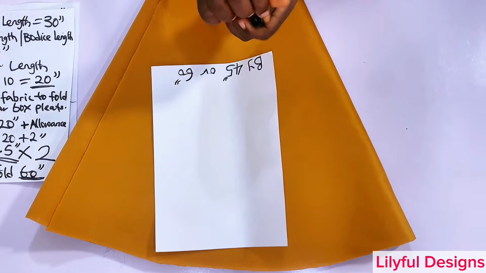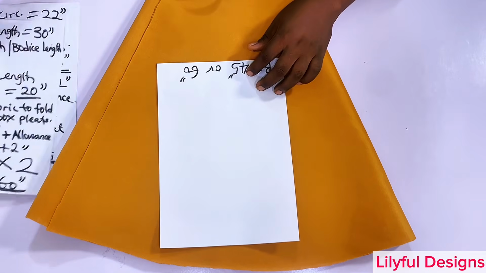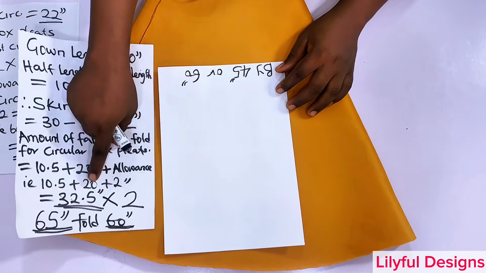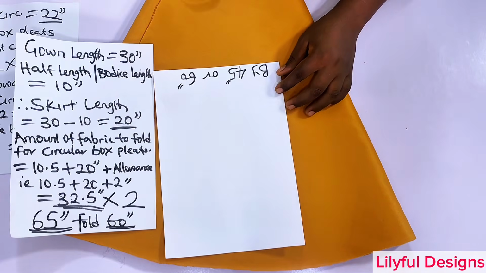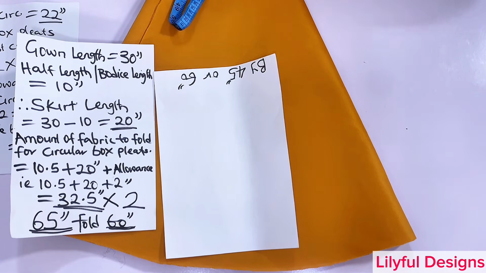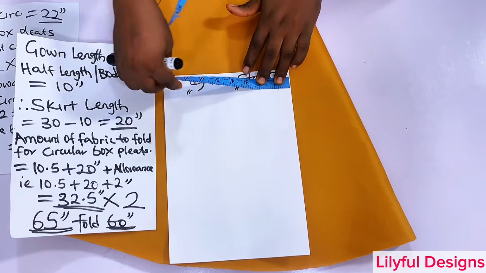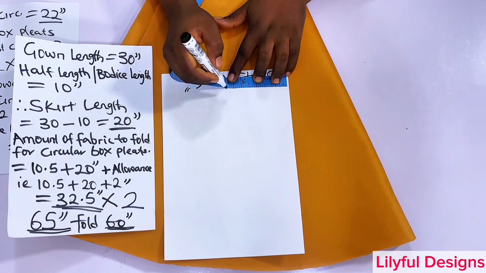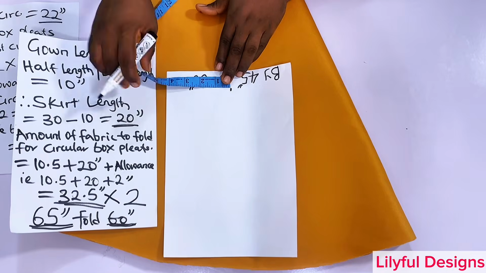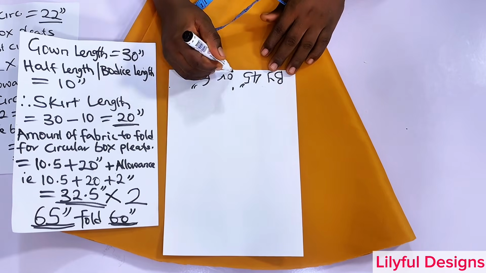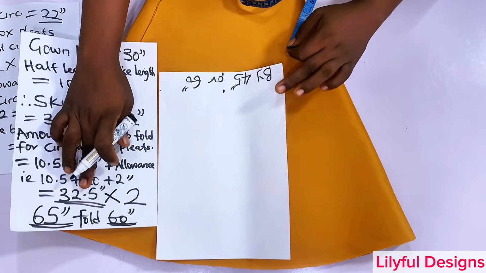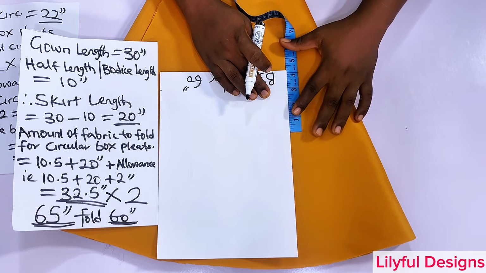Assuming the lengthwise is, if you are using Ankara, lengthwise is 45. If you are using by 60 fabric, it is by 60. Then widthwise is your yardage, right? So I will just measure my 32.5 into 2, widthwise and lengthwise. At the end of the day, I'll be having something like a square, 60 inches lengthwise and 60 inches widthwise.